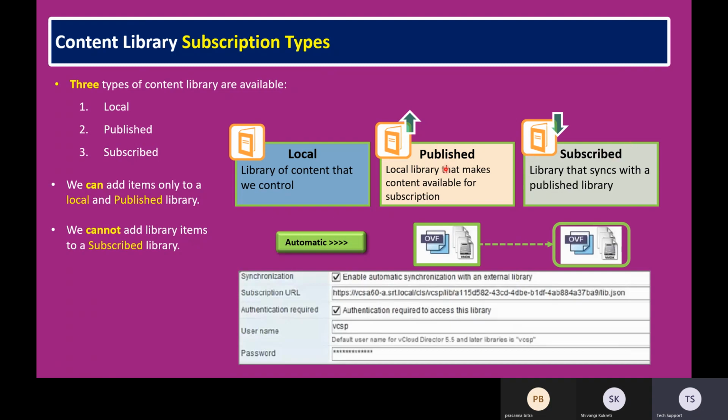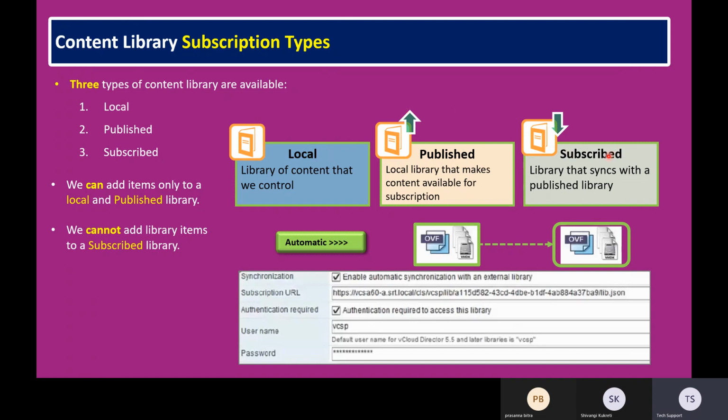I will show you in the home lab how we can configure these two, and understand the importance of a published content library. It is the local library that makes content available for subscription. Within the local content library, there are a few items. If you want to provide them to the external vCenter servers, you can just make the content available for subscription. Okay, so that means it is available for a subscription.